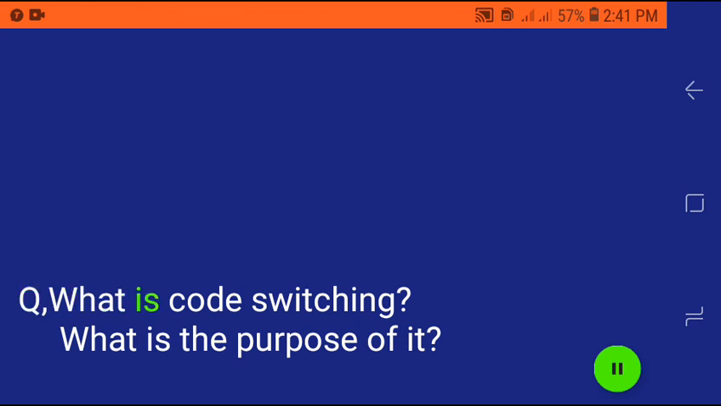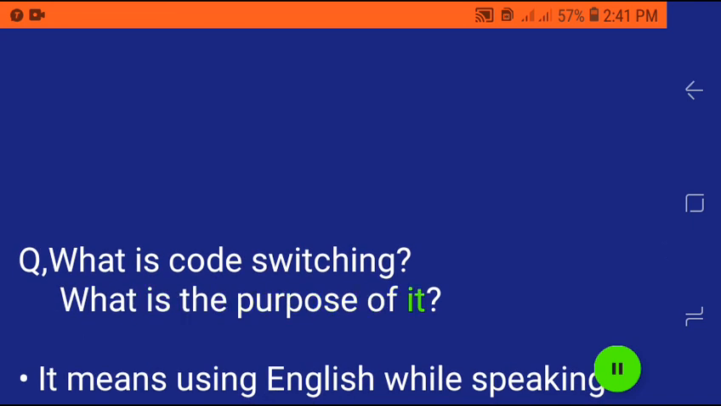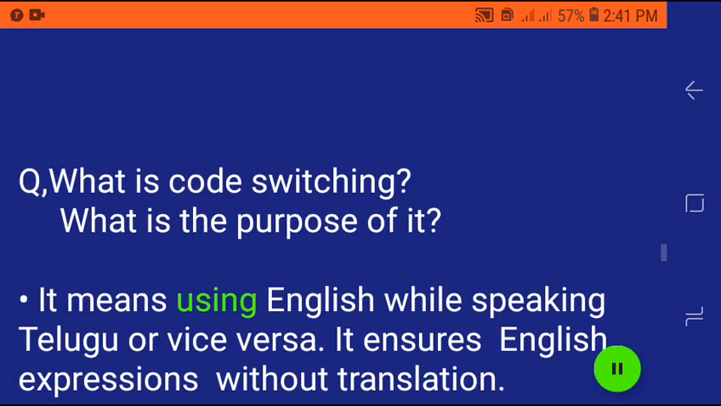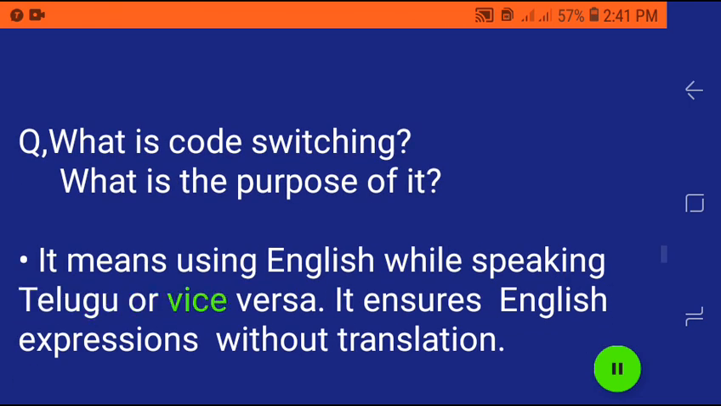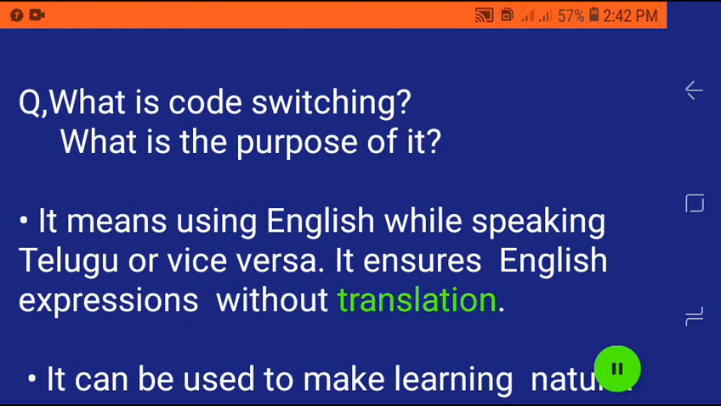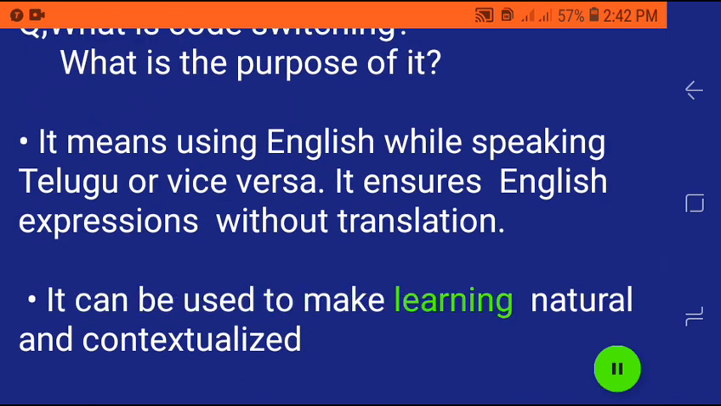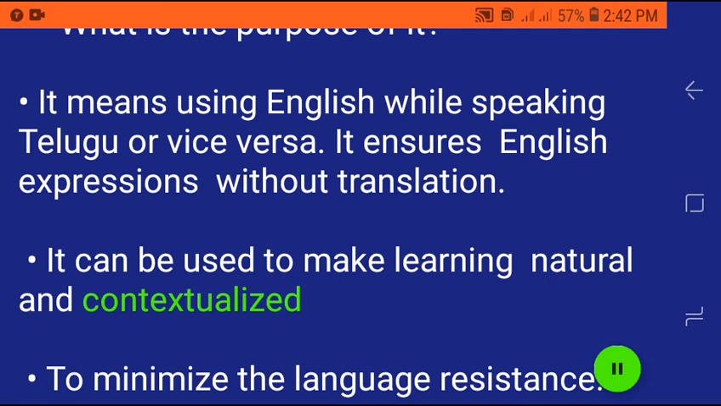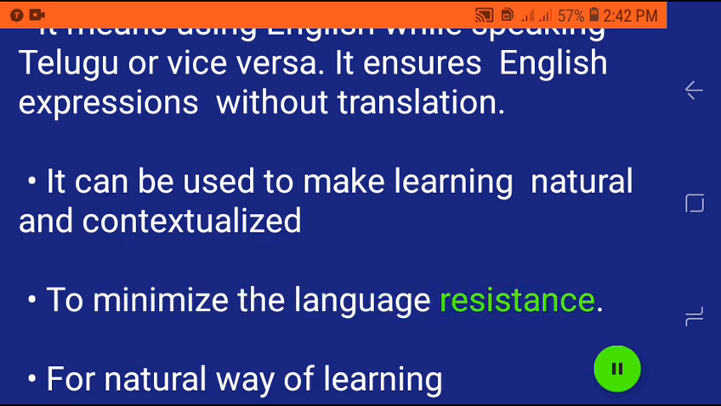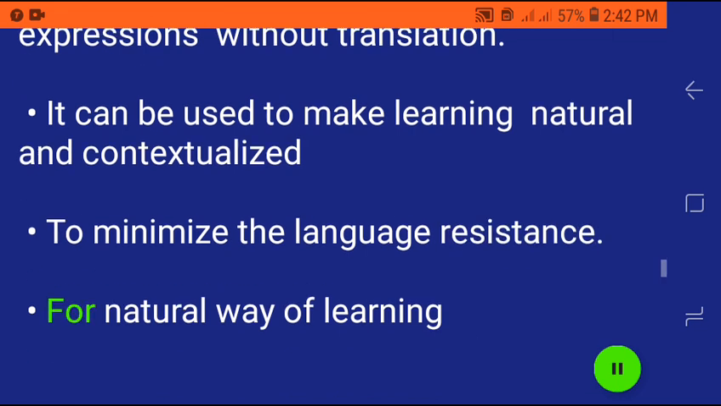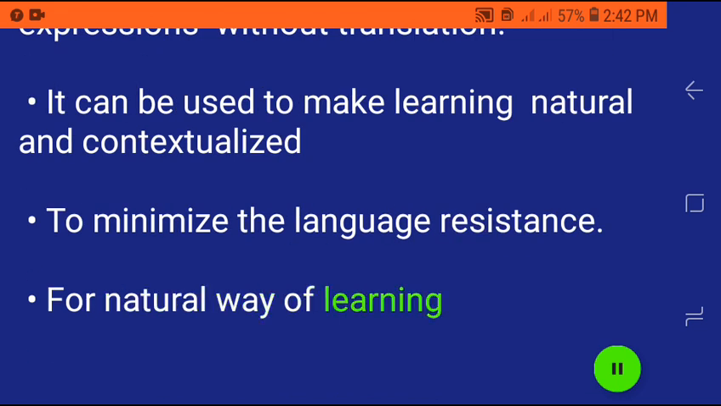Q. What is code switching? What is the purpose of it? It means using English while speaking Telugu or vice versa. It ensures English expressions without translation. It can be used to make learning natural and contextualized, to minimize the language resistance, for natural way of learning.